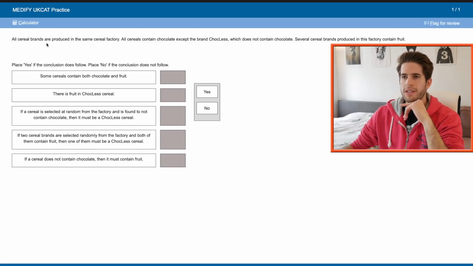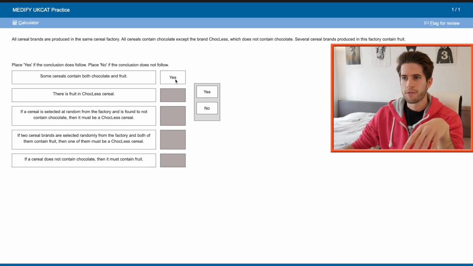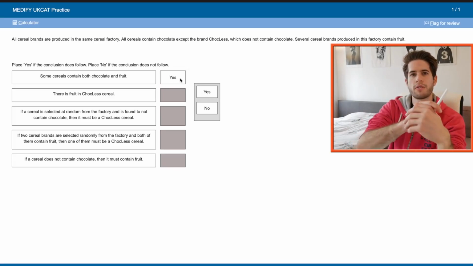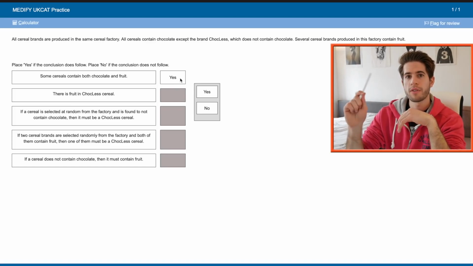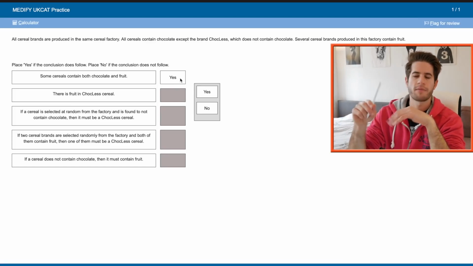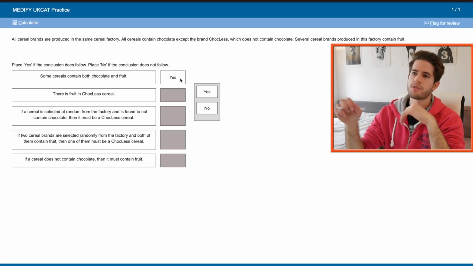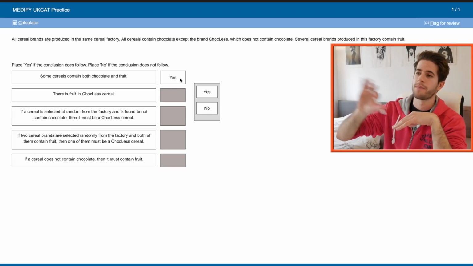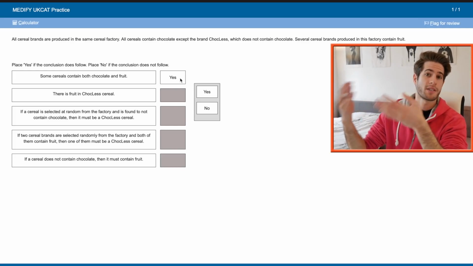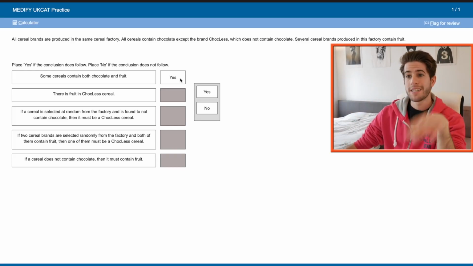If all cereal brands are produced in the same cereal factory and several of them have fruit and all of them contain chocolate, then that means that some of them will have both chocolate and fruit. Does that make sense? All cereals are made in the factory. All of the cereals made in the factory have chocolate, except for this one brand, and several brands, so more than one, have fruit. So even if that one brand that doesn't have chocolate didn't have fruit, other ones, because it says several, will have fruit. So at least one brand will have some cereals with both chocolate and fruit.